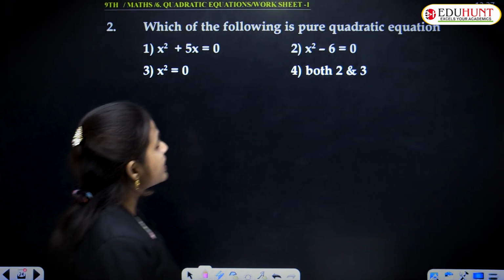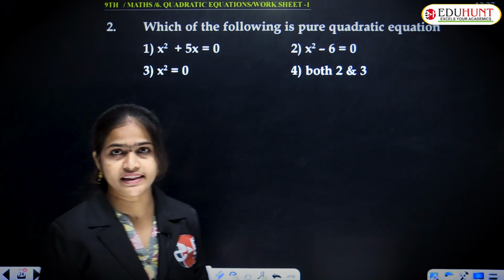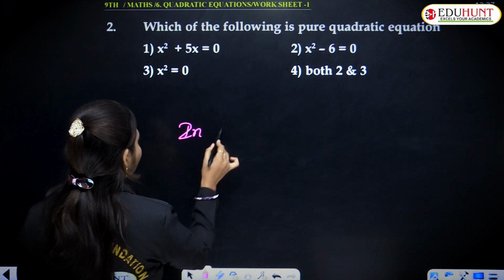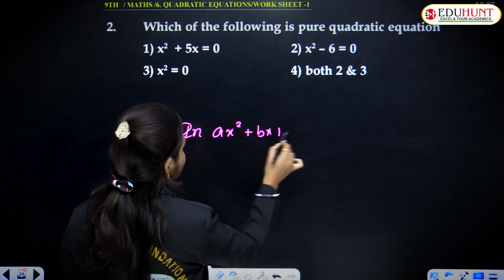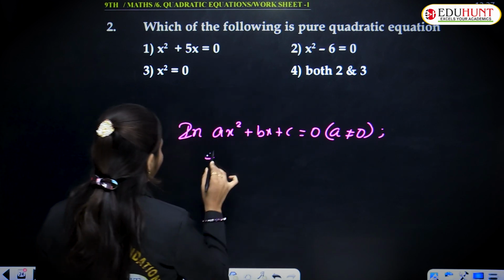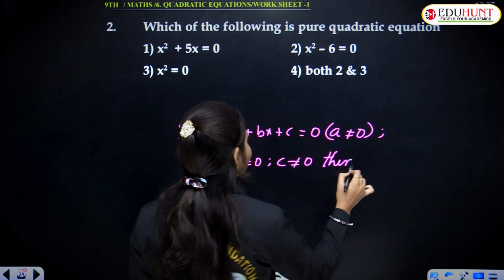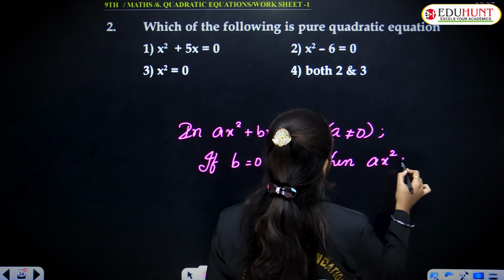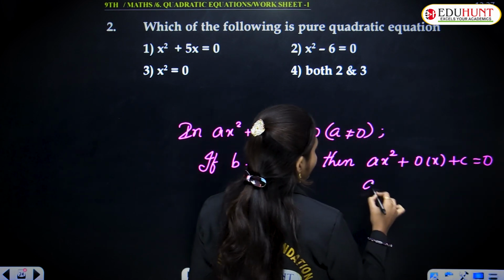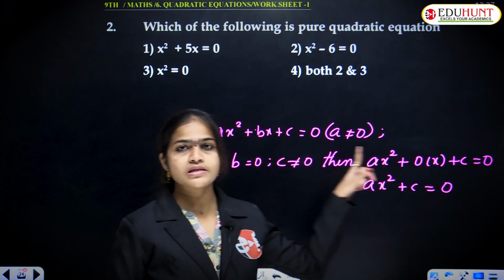Which of the following is a pure quadratic equation? So children, a pure quadratic equation is a type of quadratic equation. In ax square plus bx plus c is equal to 0, a not equal to 0 is the given condition. If b is equal to 0 and c not equal to 0, then the b term is 0, so 0 into x plus c is equal to 0. So ax square plus c is equal to 0, if you take b is equal to 0, c not equal to 0.